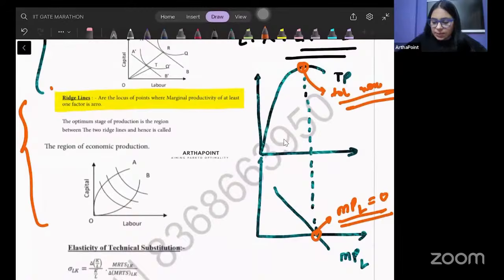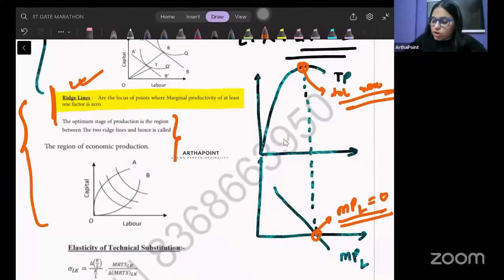सिर्फ इतना ही याद रखना है आपको. You don't have to deep dive into it. But those lines, the locus of those points where the marginal productivity of at least one factor becomes 0, that is called as the ridge line.